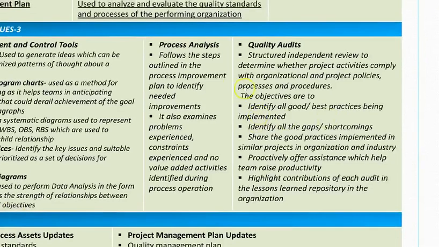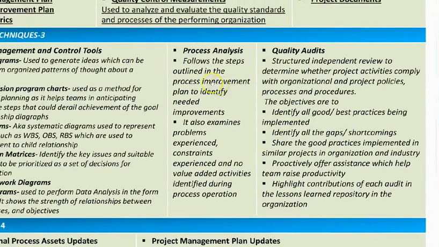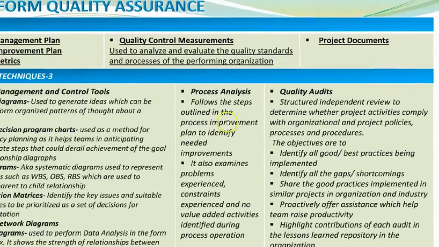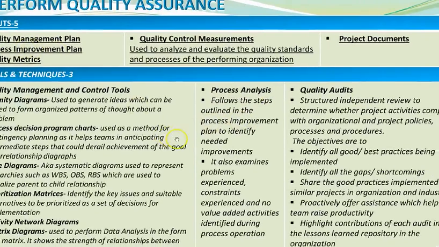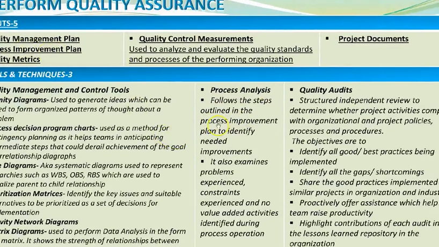The next 2 tools and techniques for the perform quality assurance process are process analysis and quality audits. Process analysis follows the steps outlined in the process improvement plan. That's why it is the input over here from the previous process. It also examines problems experienced, constraints experienced, and non-value-added activities identified during process operation.